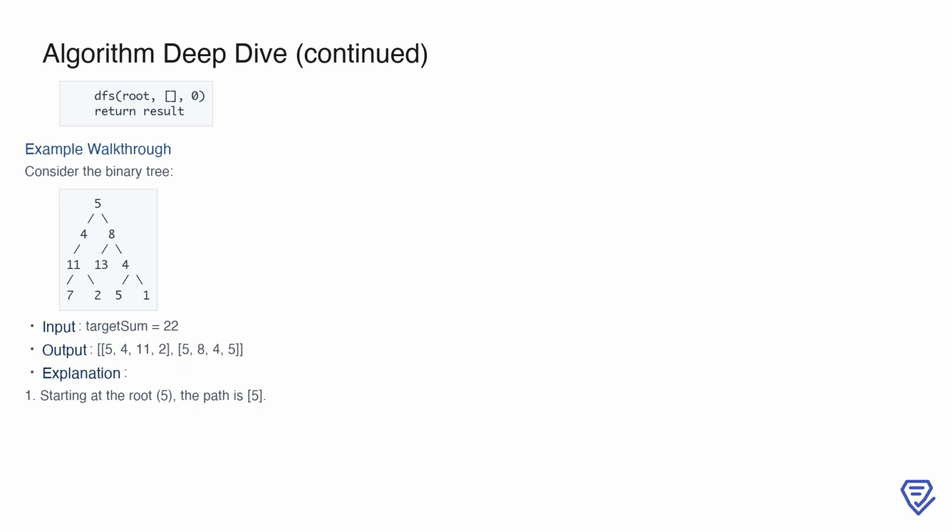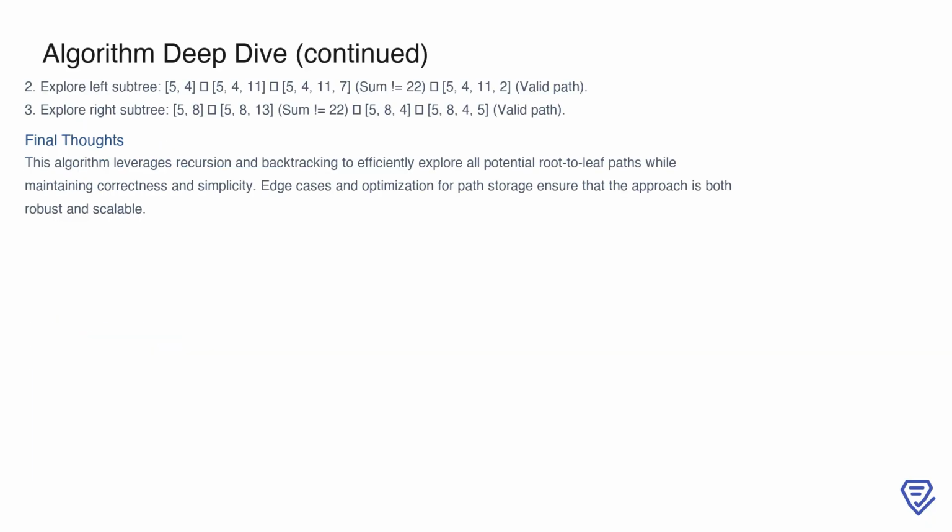From here, we will explore the left and right subtrees, updating the path and running sum at each step. In the left subtree, the path progresses as 5, 4, then 5, 4, 11. At this point, we explore the leaf nodes, reaching 5, 4, 11, 7, where the sum does not equal 22, and 5, 4, 11, 2, which forms a valid path. This path is added to the result list.